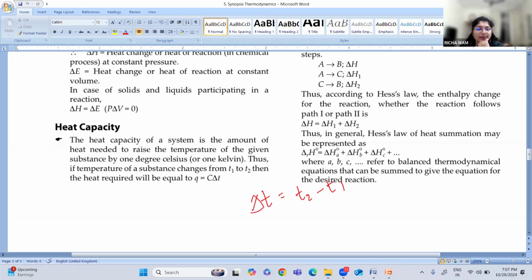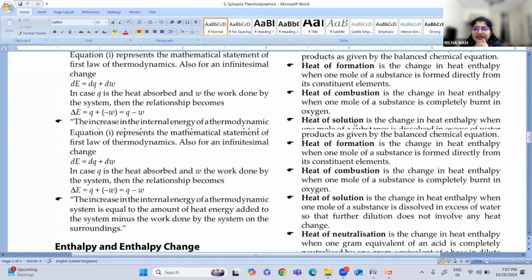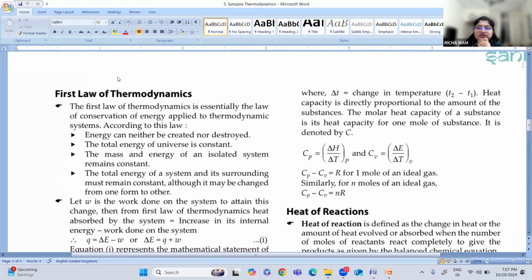So heat capacity is the amount of heat which is needed to raise the temperature of a given substance by 1 degree Celsius or 1 degree Kelvin. So this is about heat capacity. This formula you remember. Heat capacity is directly proportional to the amount of substance.